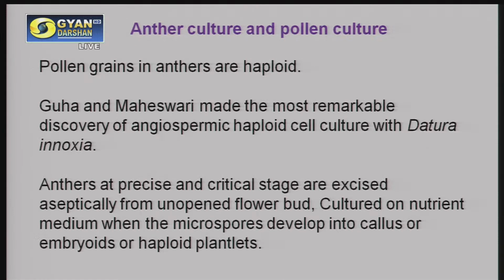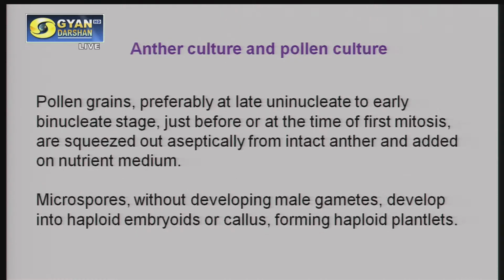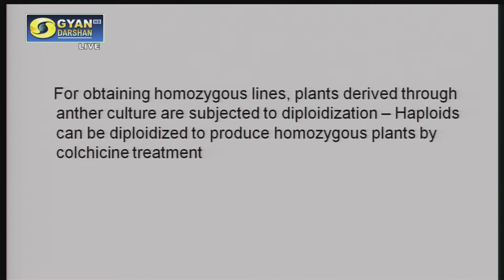Lastly, there is another technique, that is anther culture and pollen culture. That is, you take the anther or the pollen grains, and you try to grow them in the tissue culture medium. Now why are we going for this technique? Because you know the pollen grains are haploid tissue, and sometimes we need to generate a haploid plant. Why? Because if you can generate a haploid plant, then you are actually generating a homozygous plant.